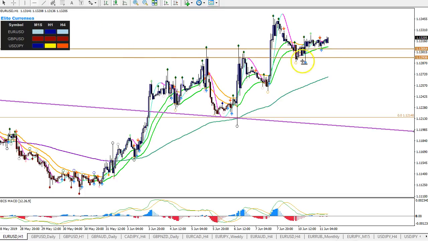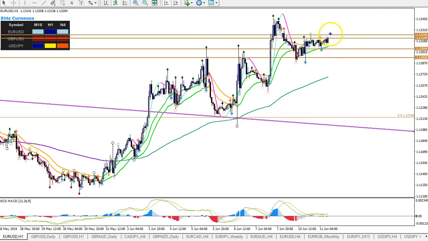And I think if price is able to push above 113.25, 113.30, that we should see a breakout to the upside on the euro dollar. First target is 114.10. Second target will be 115. All right, that's my view.